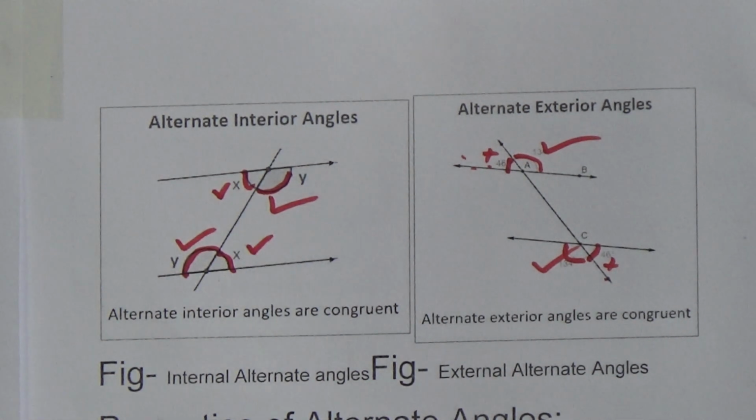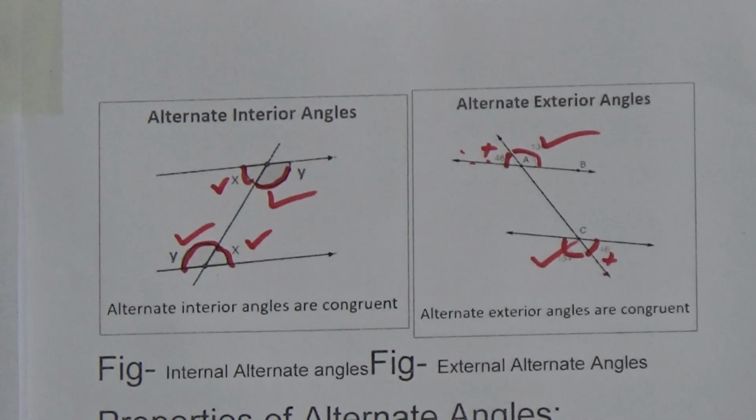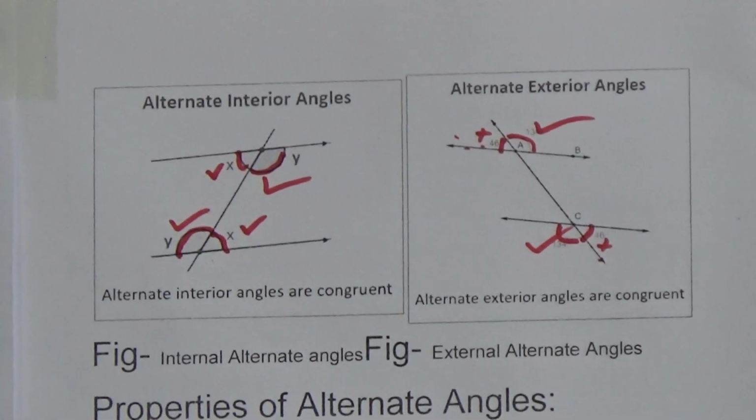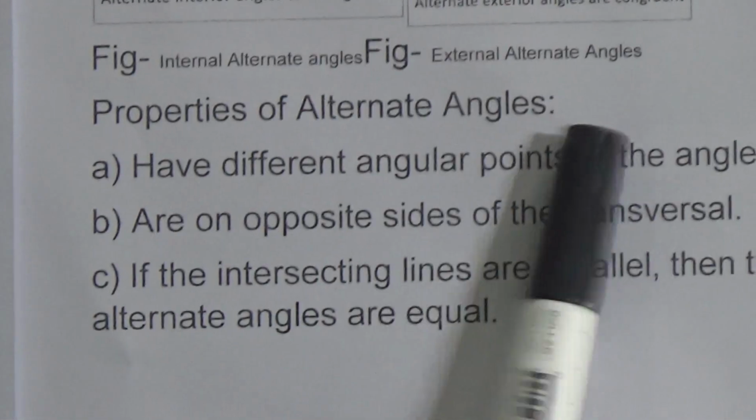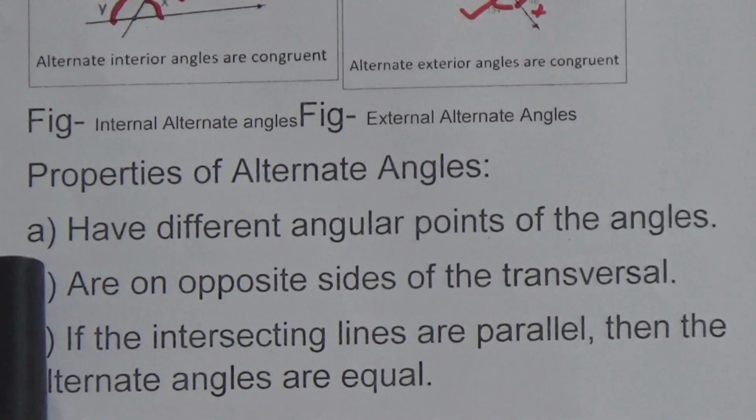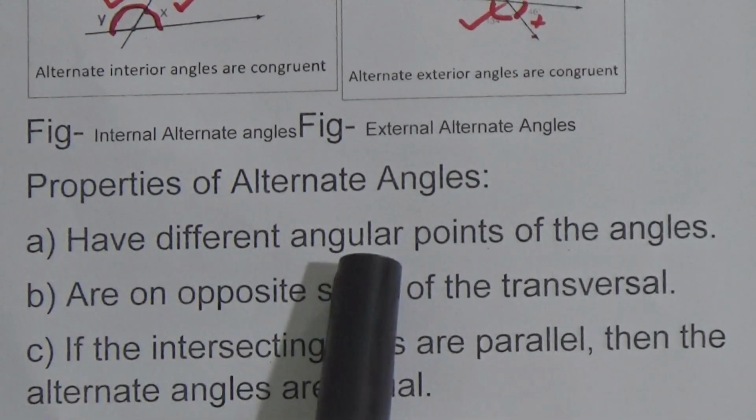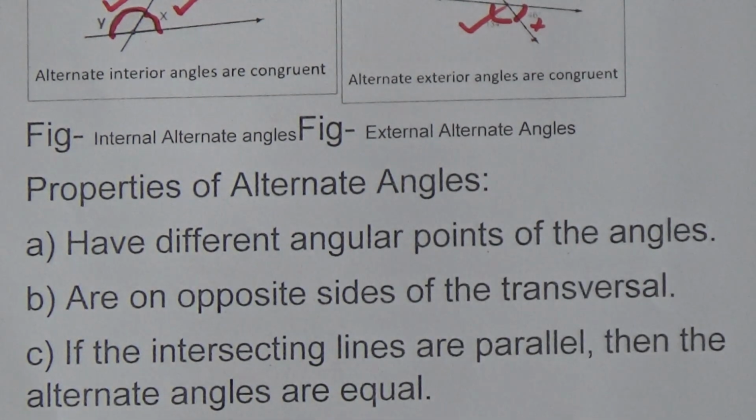Dear students, now I will tell you the properties of alternate angles. Now see, properties of alternate angles. Here, the first one: they have different angular points of the angles.